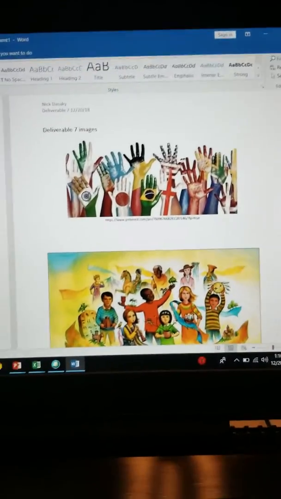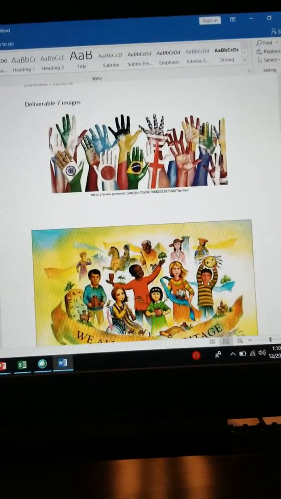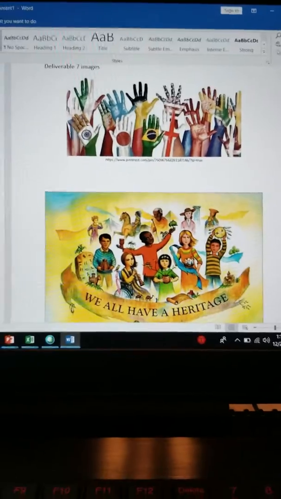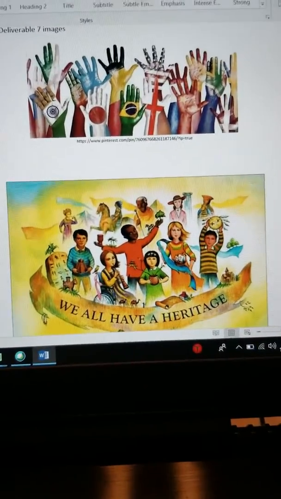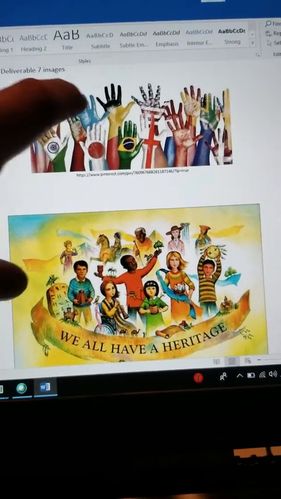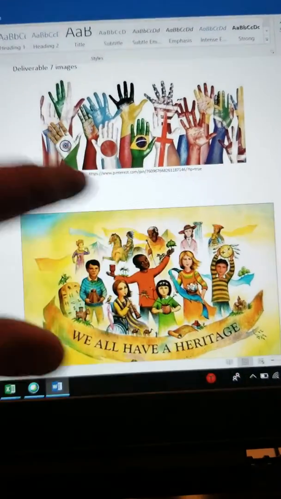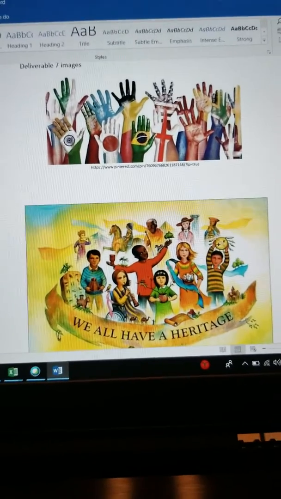So these are the two images I chose. The top one's for Americans, the bottom one's for Indians. Americans will see this and think cultural familiarity because we live in a melting pot and we want to embrace that. So, we have all the different cultures around us, and it's just basically the cultural familiarity with that.